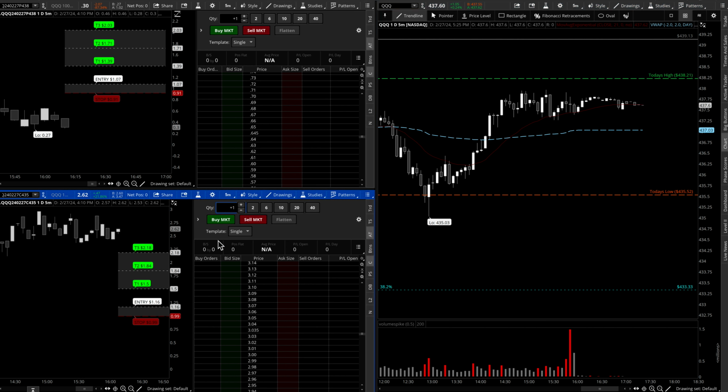Say you go one contract and your entry is $1.16, which is one thing I should mention: this is $1.16 per share, and you need 100 shares per contract. So if you buy one contract, this will be $116. Or if you bought it at $1.50, then it would be $150.